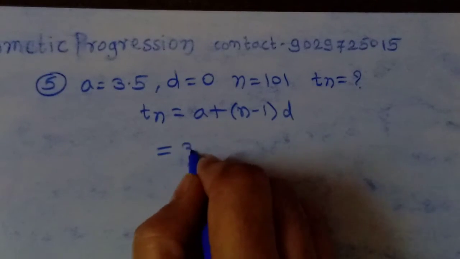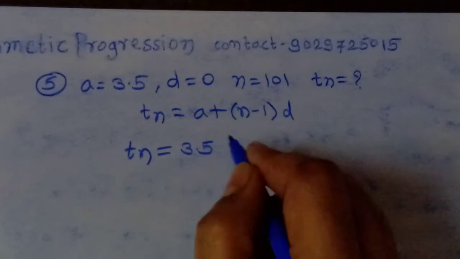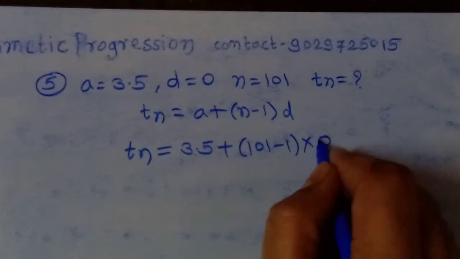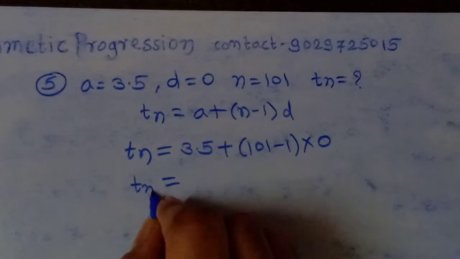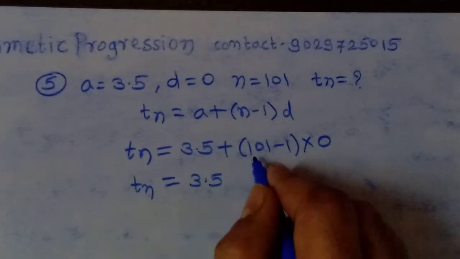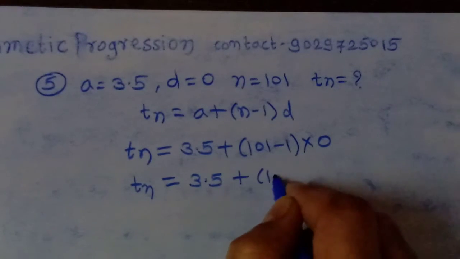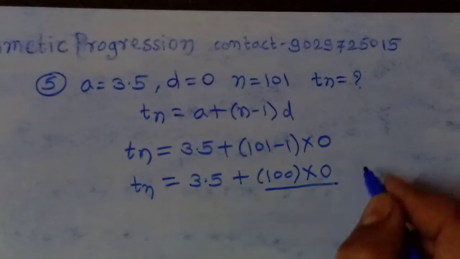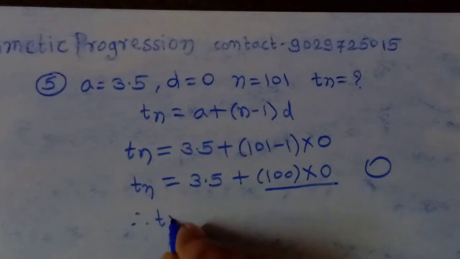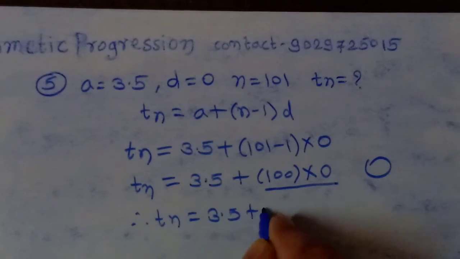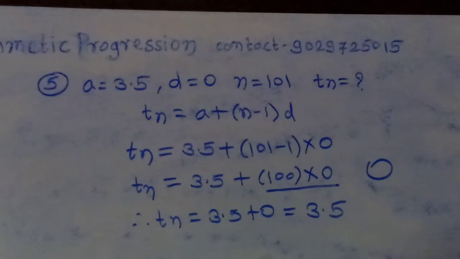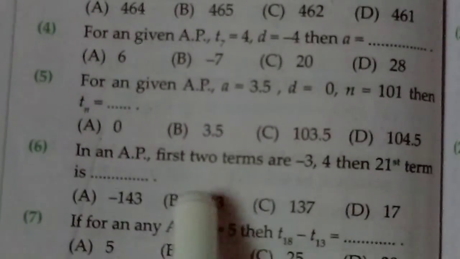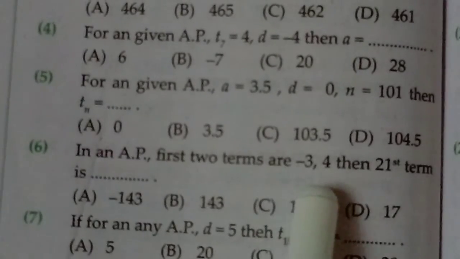Now your A is how much, 3.5. I write here Tn is equal to 3.5 plus n is 101 minus 1 into D is 0. Now 101 minus 1, that is 100, multiplied by 0. Any number multiplied by 0, answer is 0, and therefore Tn is equal to 3.5 plus 0, that is 3.5. Very easy.